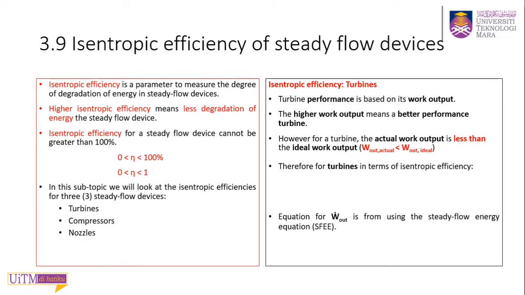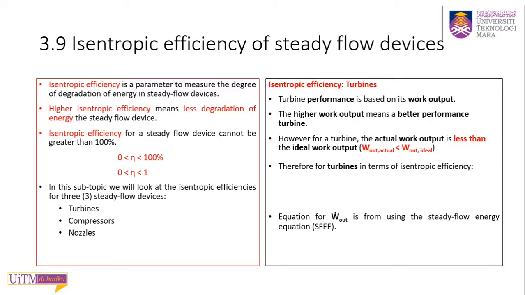Before we look at how to develop the isentropic efficiencies for steady flow devices, it is best if we know the definition for isentropic efficiency. As we can read on the left, isentropic efficiency is the parameter to measure the degree of degradation of energy in steady flow devices. Degradation here means the loss in energy quality, as mentioned in the second law of thermodynamics, which states that energy flows in the direction of decreasing quality.